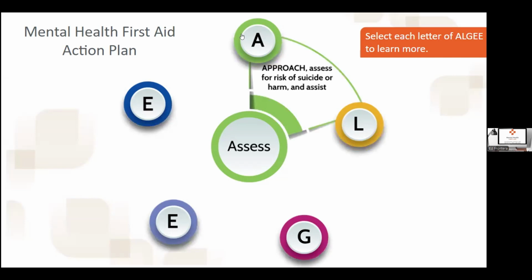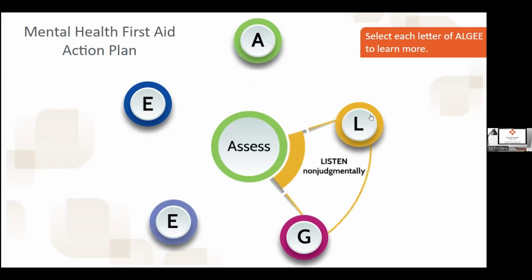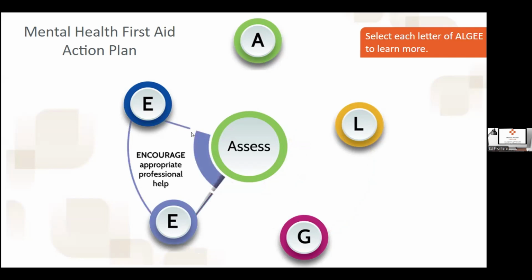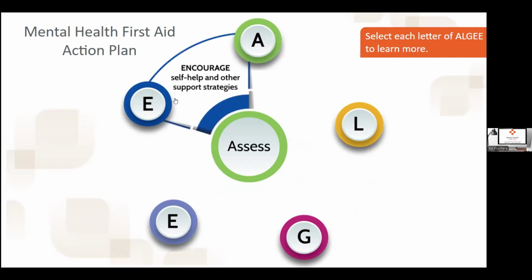The A step in the action plan includes another step, approach. The L step stands for listen non-judgmentally. G is for giving reassurance and information. The first E in our action plan is encouraging appropriate professional help. The second E is focused on encouraging self-help and other support strategies.